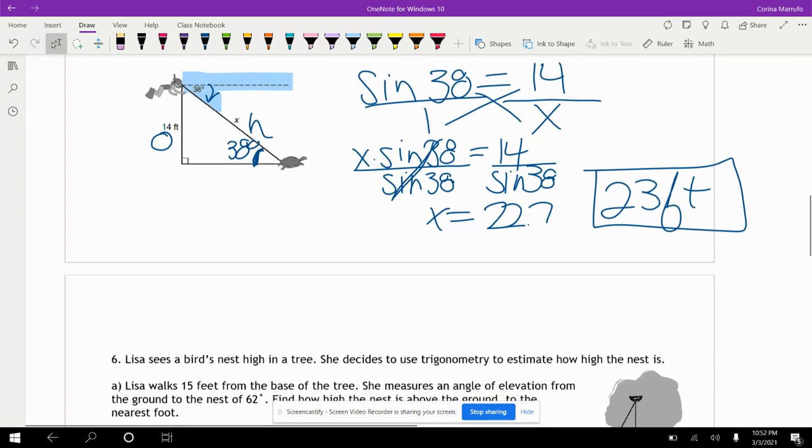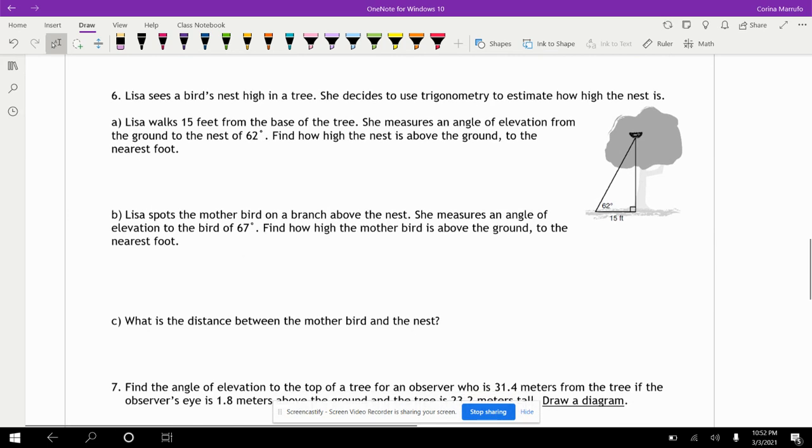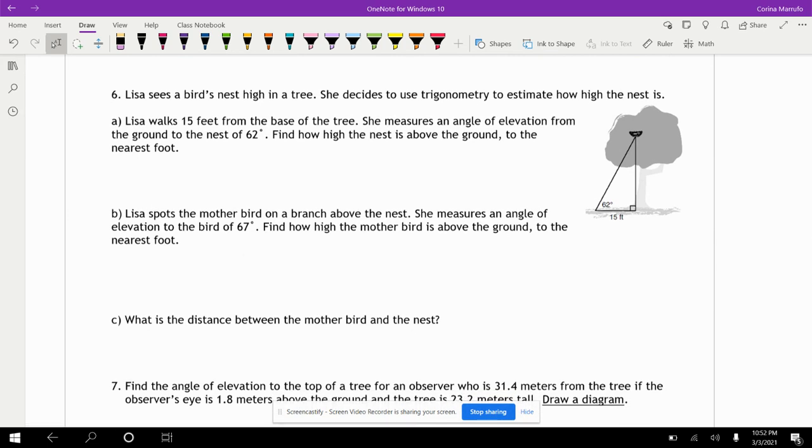Alrighty, let's look at the next problem. It says here, Lisa sees a bird's nest high in a tree. She decides to use trigonometry to estimate how high the nest is. Lisa walks 15 feet from the base of the tree. So this is 15 feet, which they already have labeled for us. Now she measures the angle of elevation from the ground to the nest as 62 degrees, which they also have labeled for us. And then they ask us, how high is the nest above the ground?